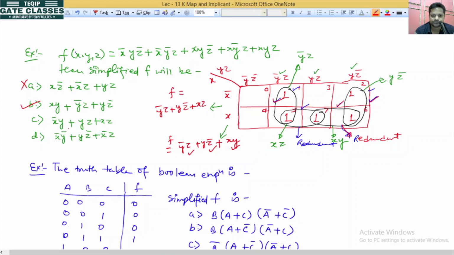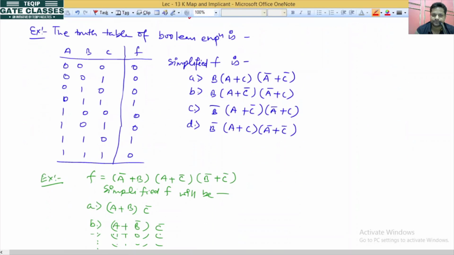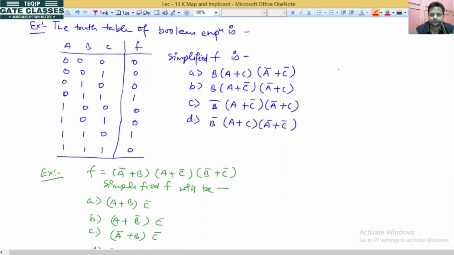Next, x bar y, no. X bar y bar, no. So only B is the correct option. The truth table of this Boolean expression is given. So how many variables are there? 3 variables. So we have to form a 3-variable K-map.